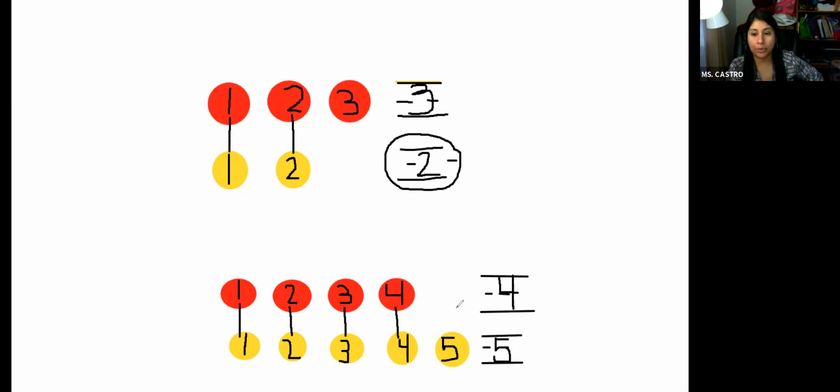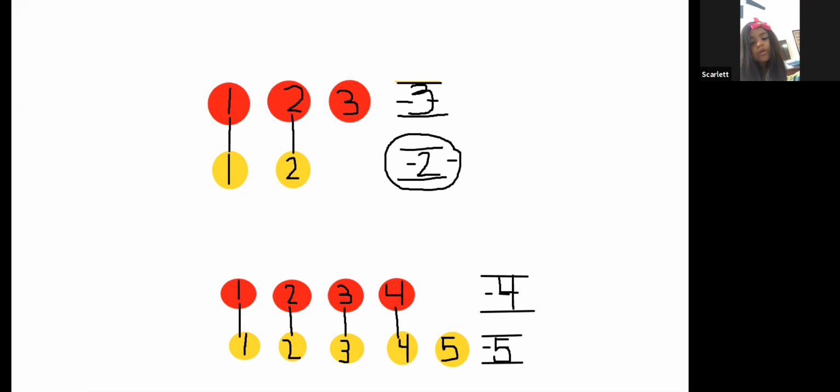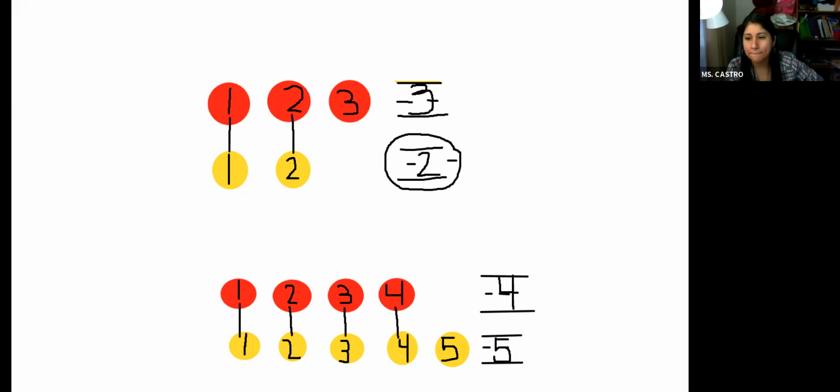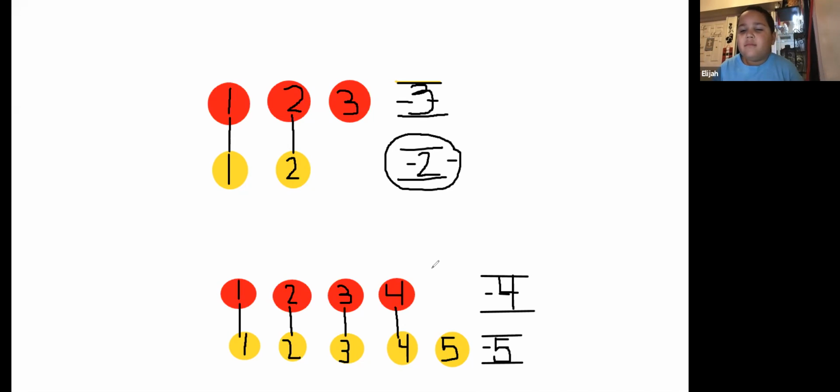Now I'm going to look at both groups of numbers. I have 4 red and 5 yellow. Think about the number that's less. Which is the number that's less? That's the smaller number. So the smaller number is which one? Which number is less? Let's see. How about Elijah? Elijah, go ahead. 4. 4, correct. So 4 is the number that's less.